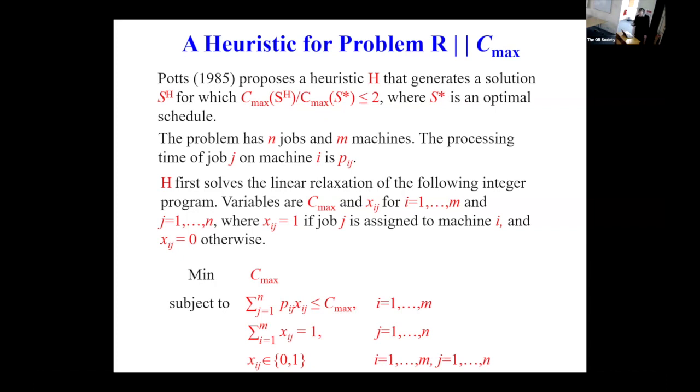What the first constraint is doing is just summing up the processing times of all the jobs on machine i, and the Cmax value must be at least as big as the sum of those processing times. The second constraint is easy, it just tells you that every job j is supposed to be assigned to one of the machines. The constraint at the bottom you can't see is just saying that the xij are 0-1 variables.